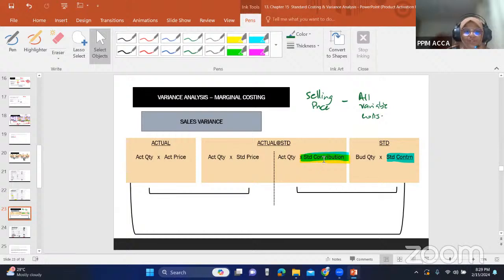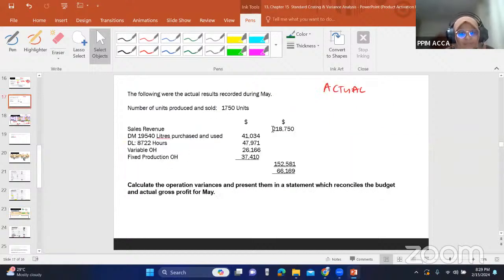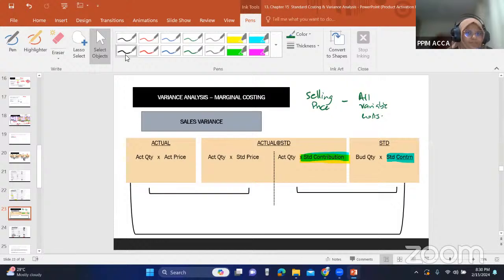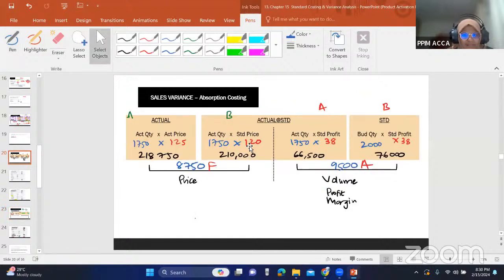Right. So let's do it once more. Let's get the question. Actual quantity sold into actual price. It's the same. Actual price we don't have. Quantity is 1,750. Total is 218,750. Okay, so this is 218,750. 1,750 into, if you remember, it was 125. Okay. Then again, actual quantity 1,750 into standard price, which was 120. Same thing. Okay, there is nothing different. These are the same. The price variance is the same. Only this volume variance, it will change. That will be 210,000.